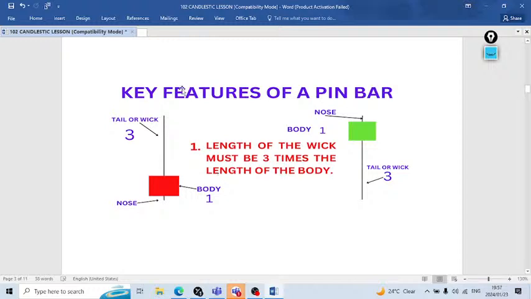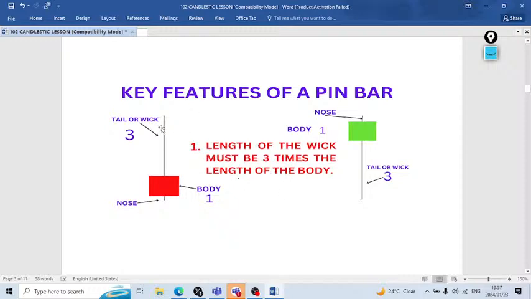So the first key feature that you want to see is that the length of the wick must be at least 3 times the length of the body. Sometimes people would say if it's at least 2 times the length of the body, it's fine. But we're gonna stick with at least 3 times the length of the body.